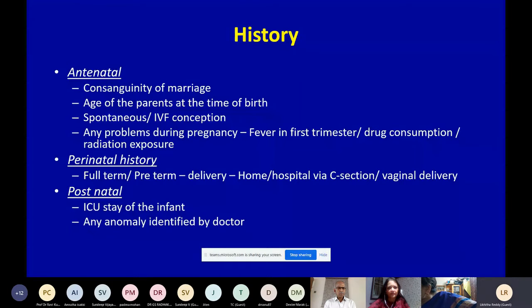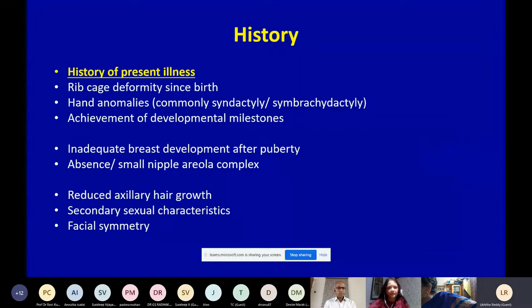In the history of presenting illness, the rib cage deformity may be present since birth. The hand anomalies are usually seen since birth. Other congenital anomalies may be associated with delay in the developmental milestones, so that history needs to be elicited. In this patient, there is inadequate breast development after puberty, and this patient has a small nipple areola complex, but sometimes the nipple areola complex might be absent also.